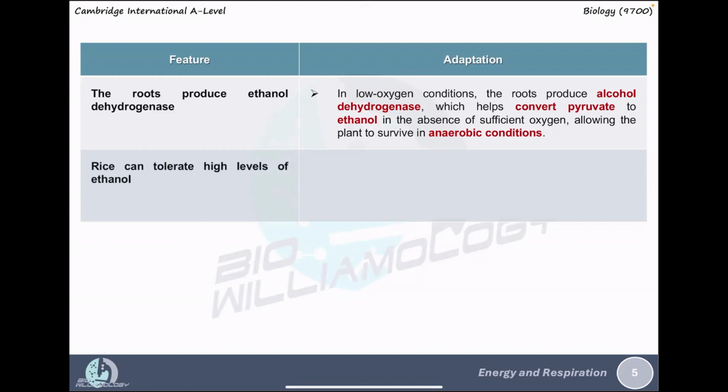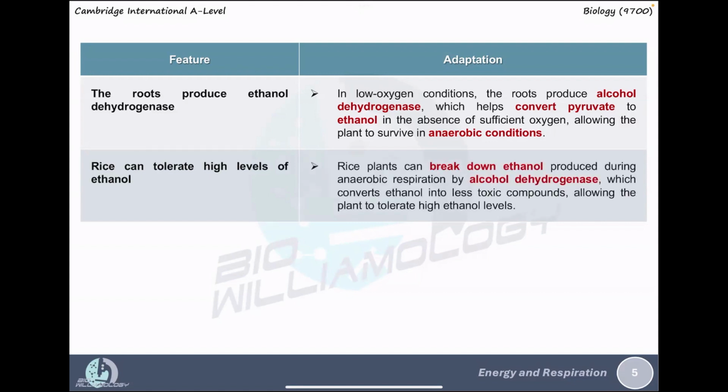And the rice can tolerate high levels of ethanol. This is achieved by breaking down the ethanol produced during anaerobic respiration using alcohol dehydrogenase. This converts ethanol into a less toxic compound, allowing the plant to tolerate high ethanol levels. Compared to yeast, as we know, there is an accumulation of 8 to 10% ethanol that kills the yeast cells. But why does this not happen in rice? Because they have a different type of alcohol dehydrogenase, which breaks down ethanol produced through anaerobic respiration.